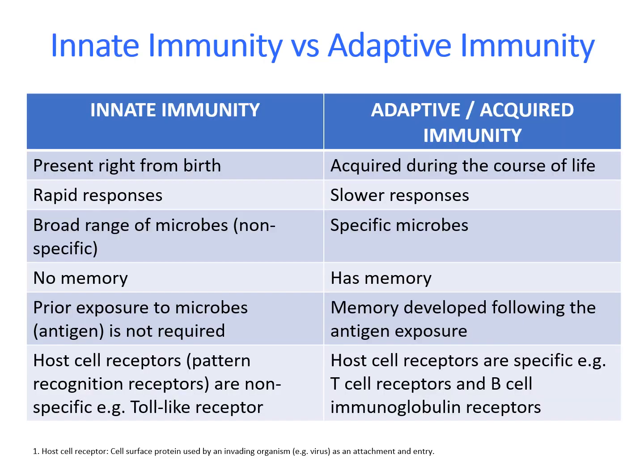This table gives an overview of the differences between innate immunity and adaptive immunity. Innate immunity refers to defenses that are present at birth. They are always available to provide rapid responses to protect us against disease. It is non-specific and can recognize a broad range of microbes through the host cell pattern recognition receptor. It does not involve recognition of a specific microbe. Therefore, prior exposure to the microbes is not required to establish memory.